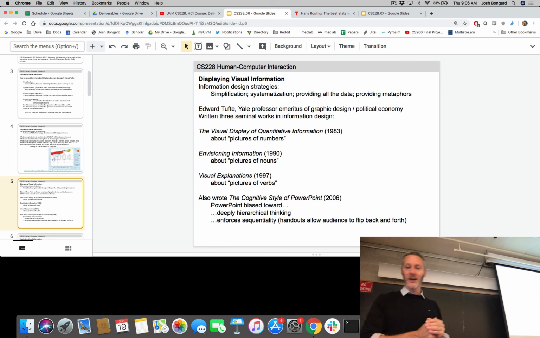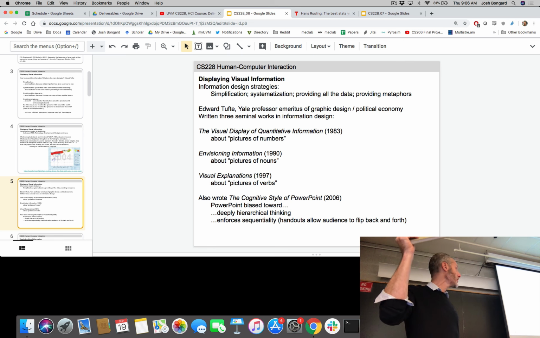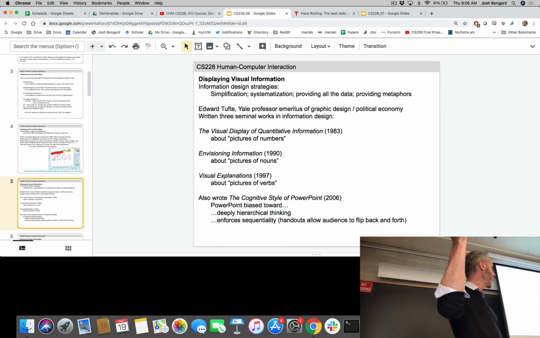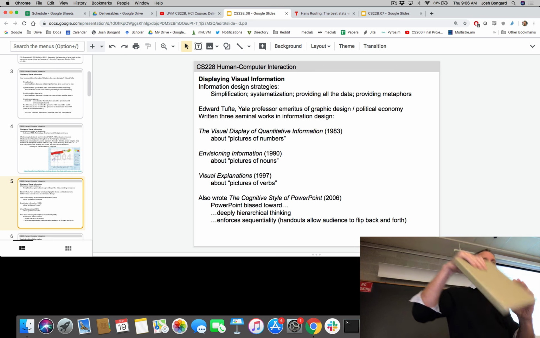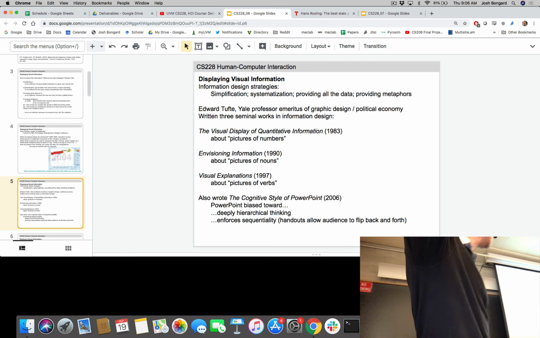We're going to switch from talking about Hans Rosling to another very important person in this field, Edward Tufte. I am going to pass around the first of Tufte's 3 books. This first one is The Visual Display of Quantitative Information. Have a look and pass it along.